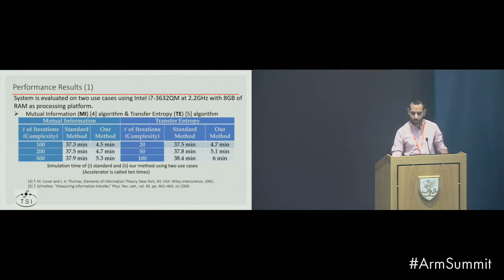So our results are based on a typical data size of 40K samples, while the number of iterations range from 100 to 500 for the mutual information algorithm, and from 20 to 100 for the transfer entropy algorithm.